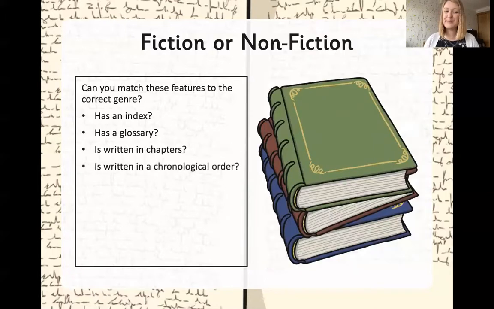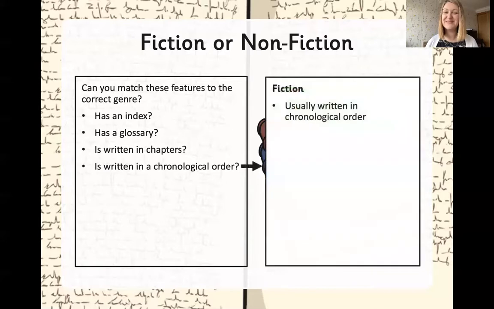Right, what about this one then? It's written in a chronological order. Absolutely fabulous. Well done, guys. It is fiction, usually written in chronological order. I'm using the word usually because they can vary as you become wider readers. You will find that sometimes that's not always the case, but actually usually they are.